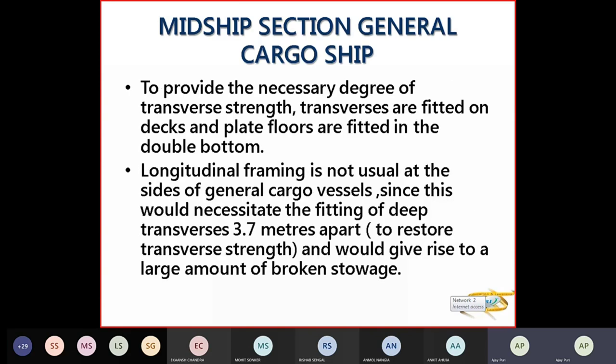So provide the necessary degree of transverse strength. You have transverses fitted under the deck, under the twin deck, the plate floors. Now you don't have longitudinal framing on the side because that can give rise to broken stowage. Plus it will require the fitting of deep transverses 3.7 meters apart to restore transverse strength. That will again give more broken stowage. That is the reason general cargo vessels are compositely framed.